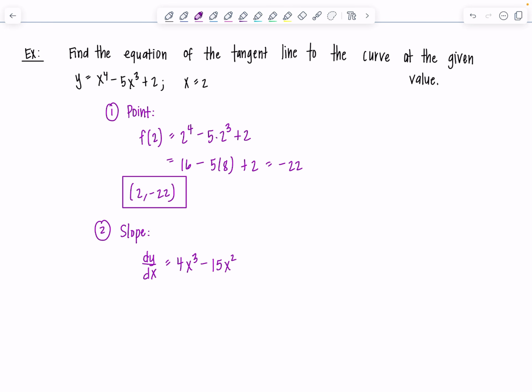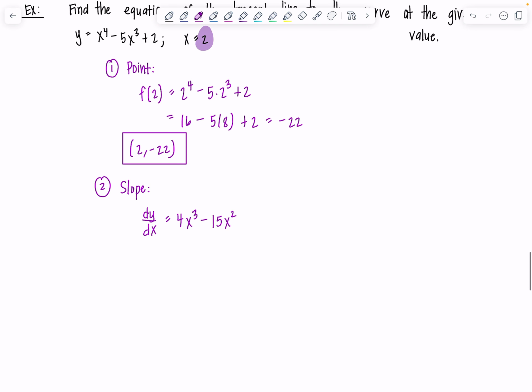Is this what I'm going to actually plug in for the slope? No. The slope needs to be a number. So I'm going to plug in x equals 2 now to actually get m for my tangent line. So m tan equals dy/dx, evaluated at x equals 2. So that's 4 times 2 cubed minus 15 times 2 squared.